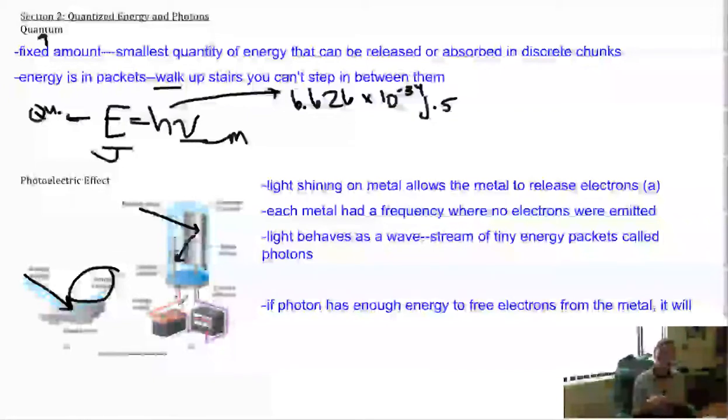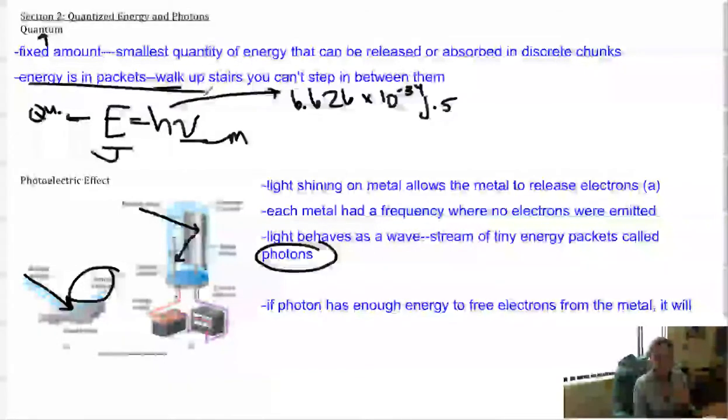Each metal did have a frequency where no electrons were emitted. So he noticed that for this particular metal, at this spot, no electrons were emitted, but as soon as it hit this frequency, I had electrons emitted. And so what he saw was this light behaving as a stream of energy packets that we call photons. So this photoelectric effect was the evidence that we had these things called photons, and that our energy traveled in packets.